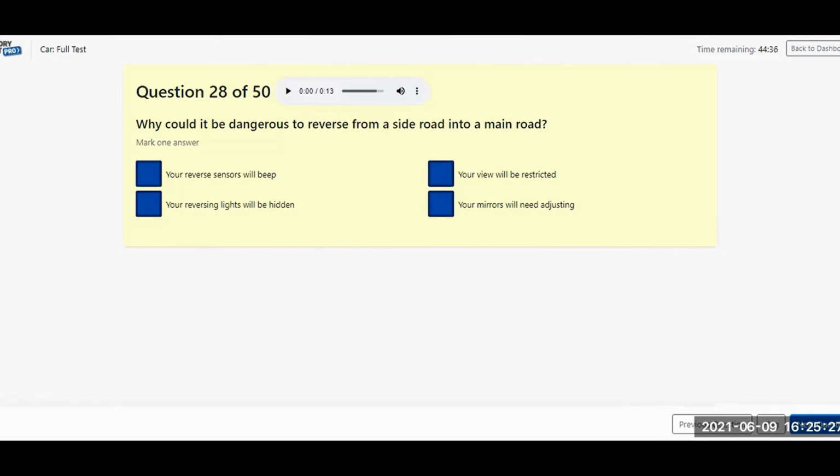Why could it be dangerous to reverse from a side road into the main road? So like reversing from minor to major. Your view will be restricted and you don't see who is coming from the other side on the main road. So it's one of the dangerous things.